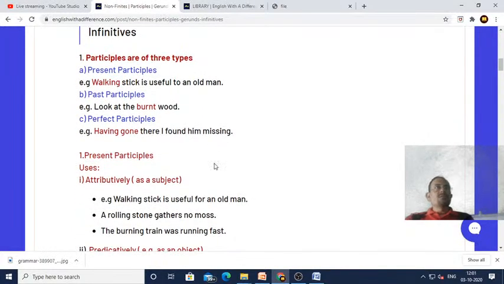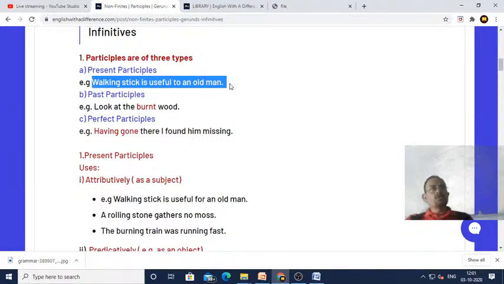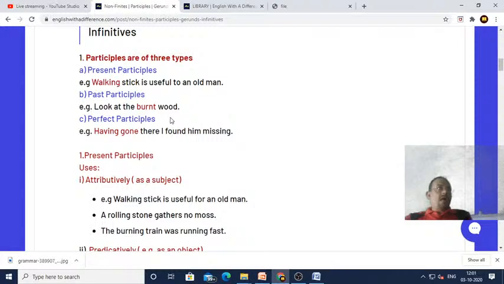Again, dear students, in participles there are 3 types: present participle, past participle, and perfect participles. So what is present participle? For example, "walking stick is useful to an old man." So this is the example of present participle, and the example of past participle is "look at the burned wood."